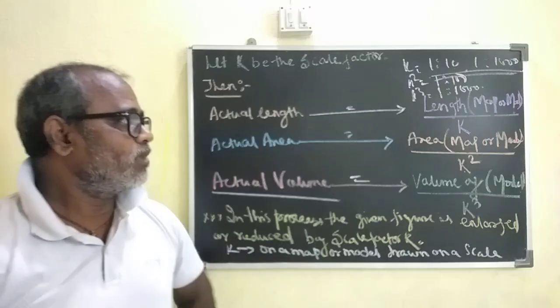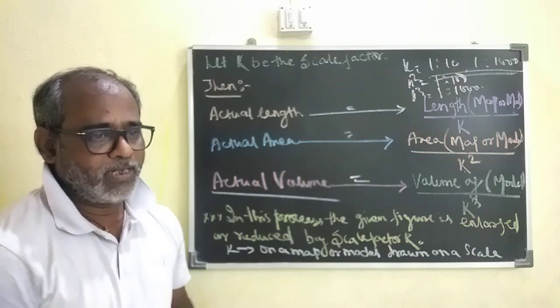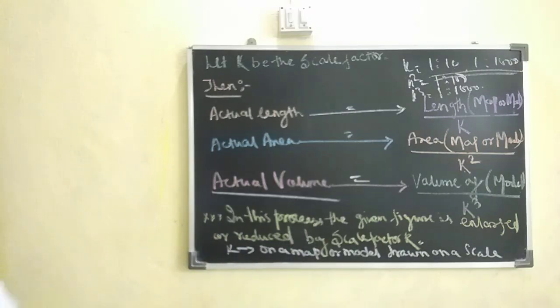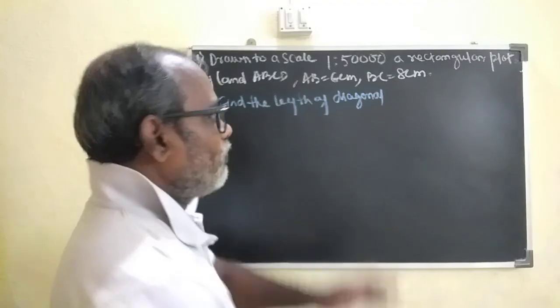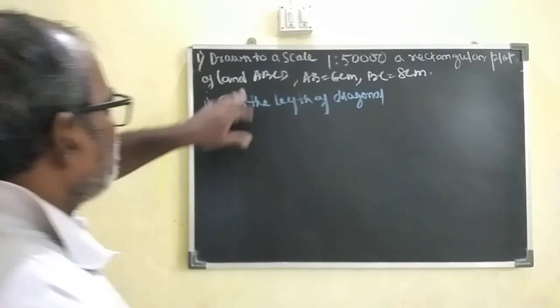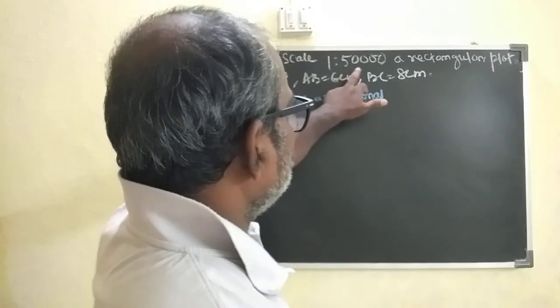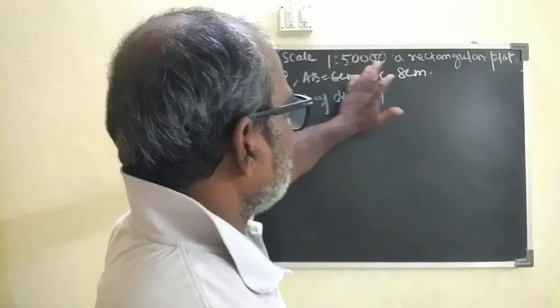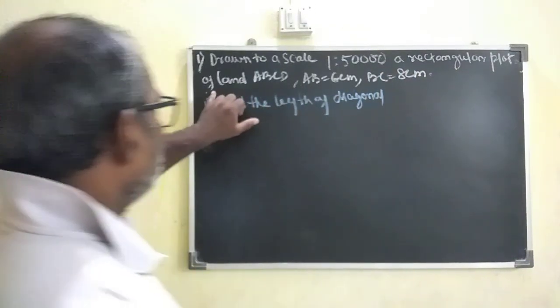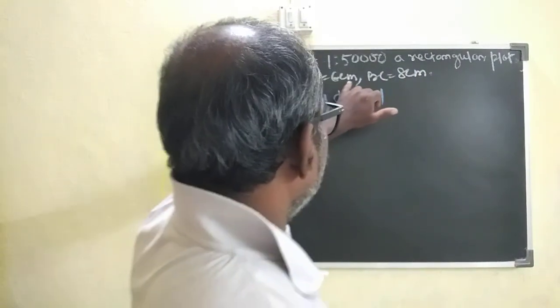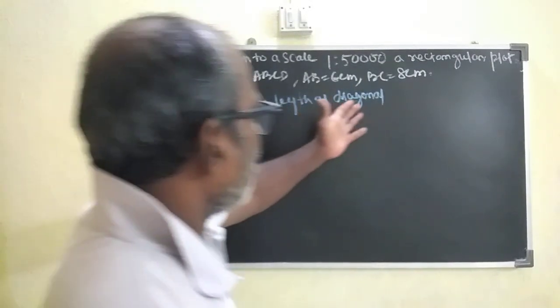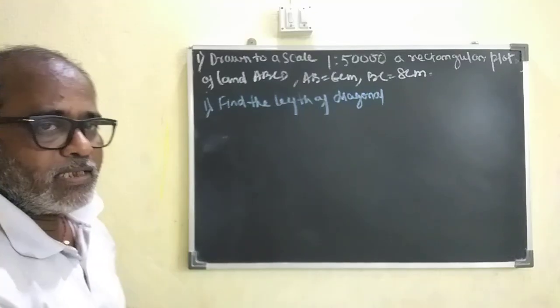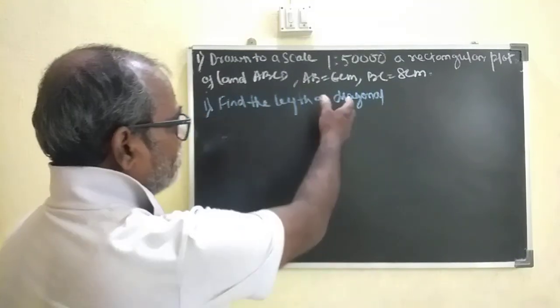Let us go with one example which has already appeared in ICSE. This is the question from ICSE 2018. It's of 4 marks. The question is: drawn to a scale 1:50,000, a rectangular plot of land ABCD, AB equals 6 cm, BC equals 8 cm. You have to find out the length of the diagonal. One more question is there. That question I will write later. First, let us solve this question.